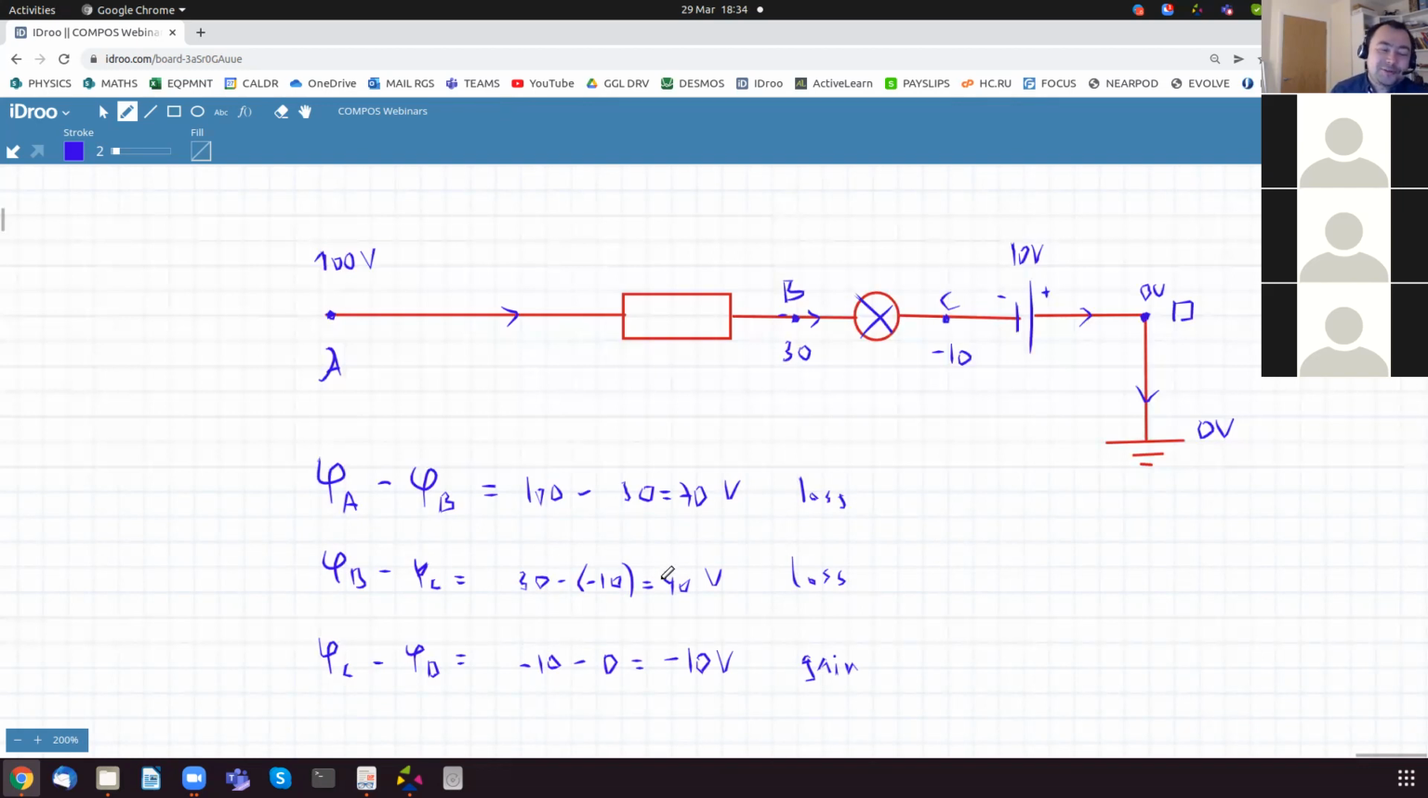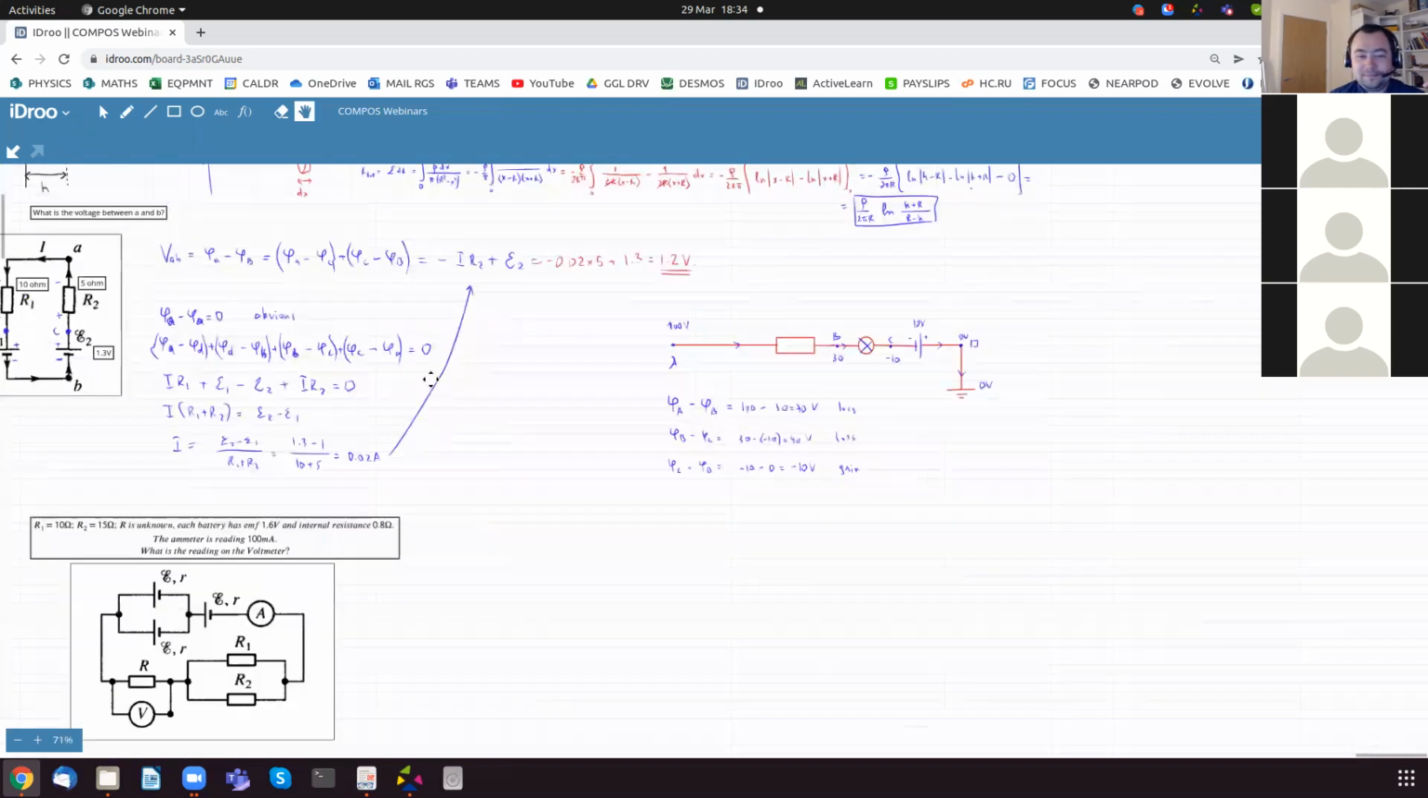Basically, I think the short answer is that phi A minus phi B is the drop of potential from going from A to B. So if the drop is negative, that means it's a gain. Okay. Does that make more sense? Or did I confuse you even more? Okay.